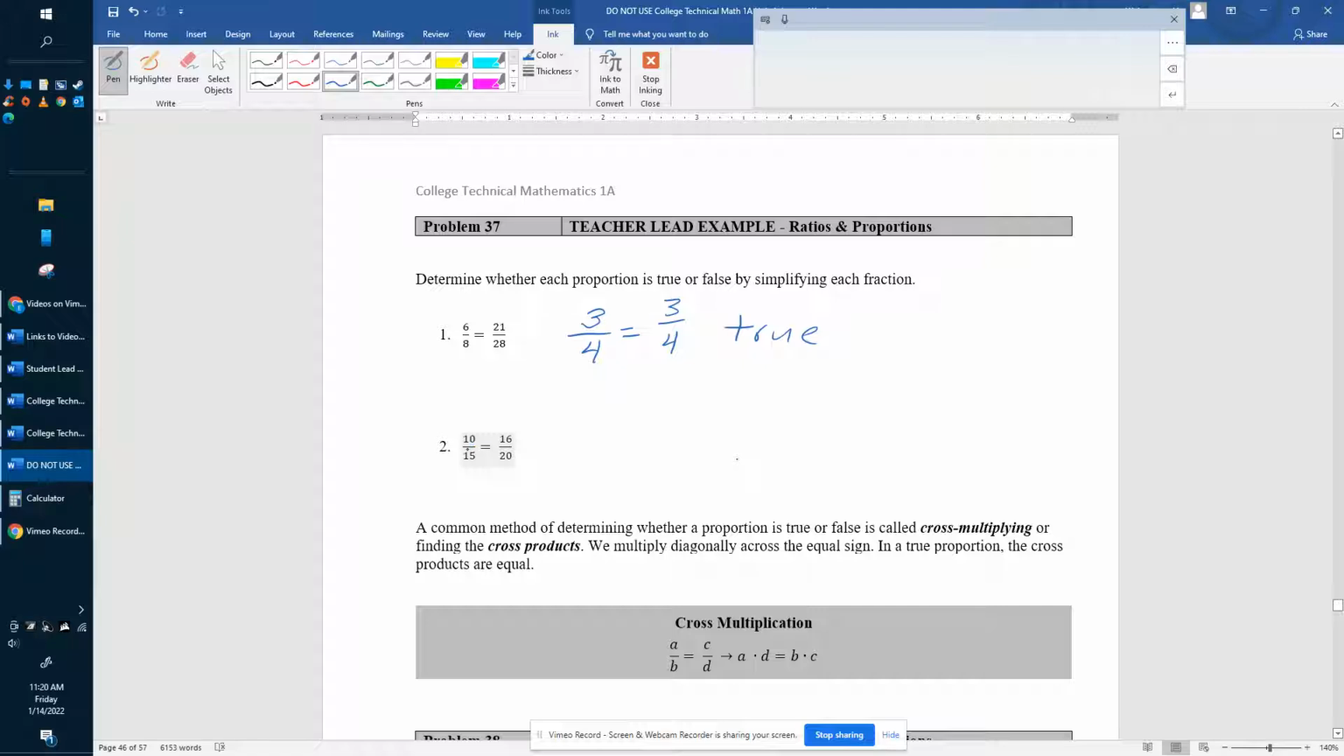How about number 2? Both 10 and 15 are divisible by 5, so we get 2/3. 16 and 20 are both divisible by 4, so we get 4/5. These are not equal, so this proportion is false.